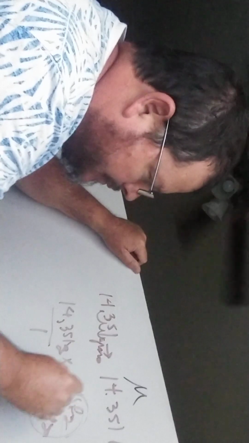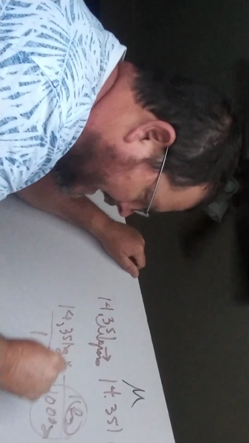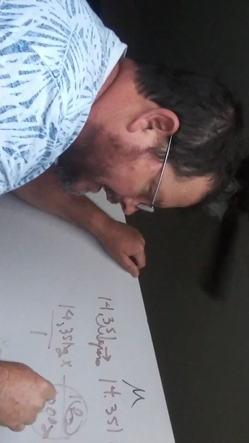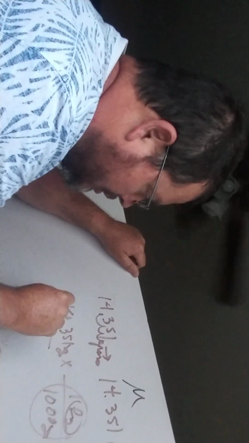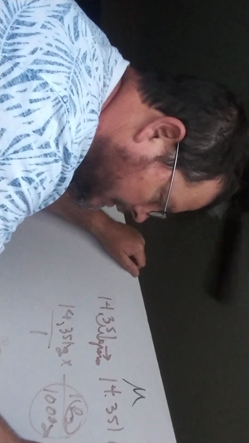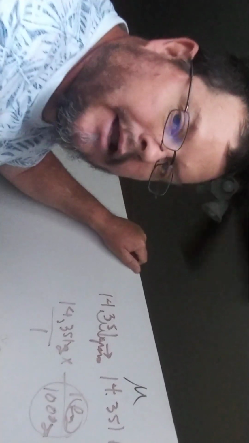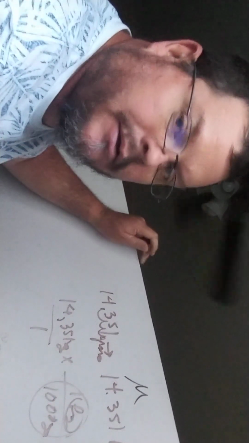And what do I end up with? Kilograms. So 14,351 times 1 over 1,000, or you could say 14,351 divided by 1,000. You put that in your calculator, it will be 14.351. And what's the unit? Kilograms, because the grams canceled. You end up with kilograms.